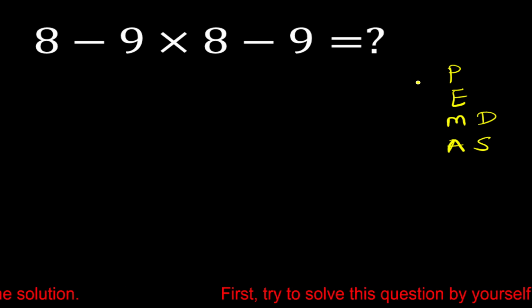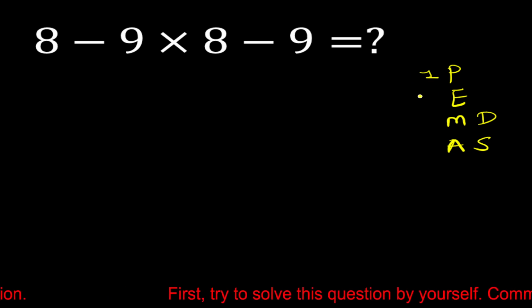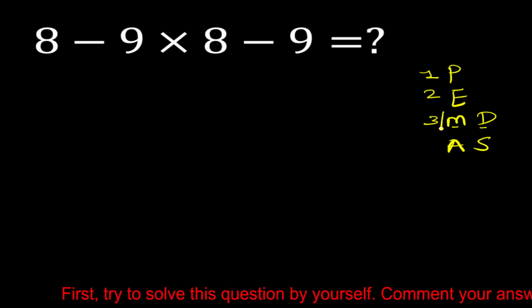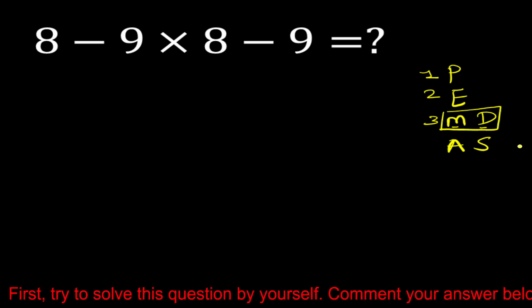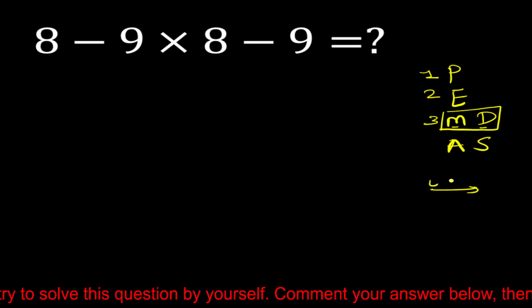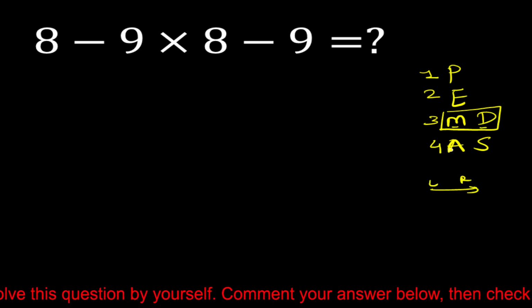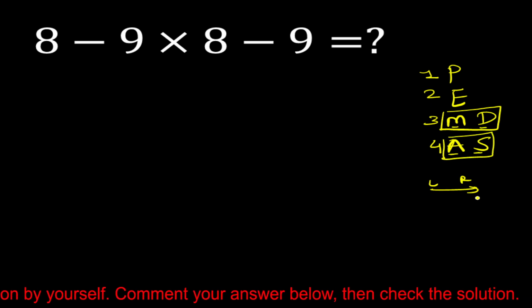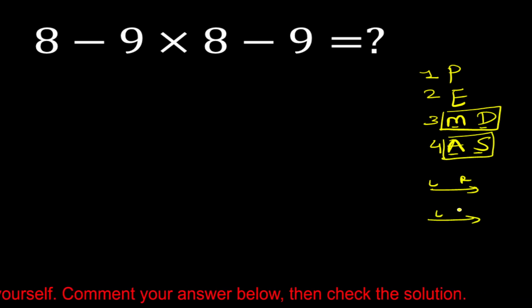According to PEMDAS, first priority is parenthesis, then second priority is exponents, third priority is multiplication and division. Here multiplication and division both have equal priority, so we have to solve it from left to right. Then fourth and last priority is addition and subtraction. Also addition and subtraction both have equal priority, so we have to solve it from left to right.